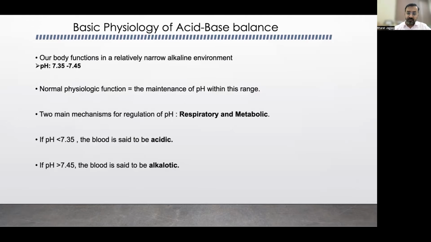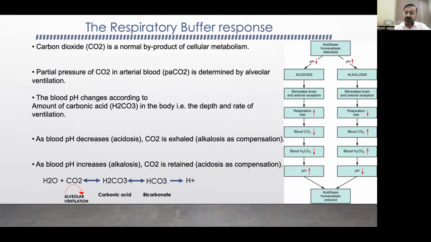So when you talk about the respiratory buffer, carbon dioxide is the normal byproduct of cellular metabolism. It's not just a waste gas, it's an acid in disguise. As ventilation changes, so does the pH. So when acidosis sets in, the body hyperventilates to blow off carbon dioxide. When alkalosis develops, it slows down breathing to retain it. This is the body's first and fastest line of defense.